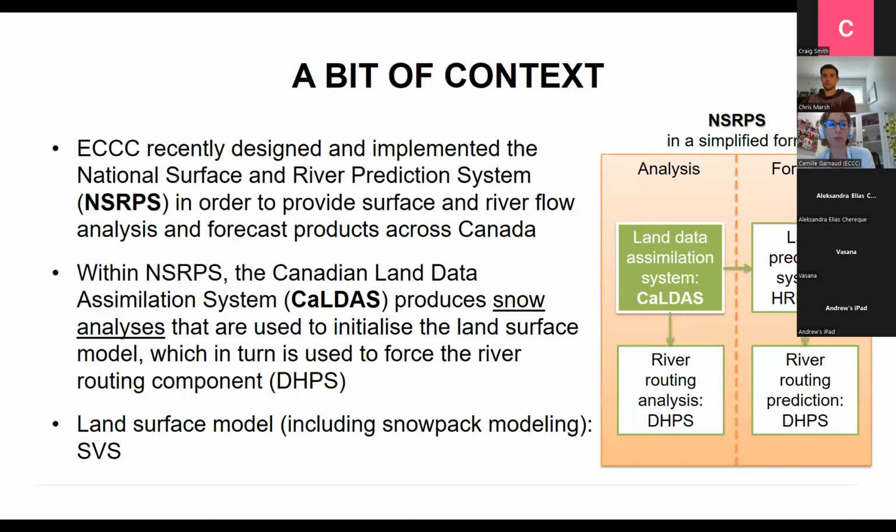All right, so let me give you a bit of context. ECCC recently designed and implemented the National Surface and River Prediction System, what we call NSRPS, to provide surface and river flow analysis and forecast products across Canada. Here you have a simplified diagram of what NSRPS looks like. Within NSRPS, you have the Canadian Land Data Assimilation System, what we call CaLDAS. It produces snow analyses, and these are used to initialize the land surface model, as well as its routing component, the HPS. The land surface model that we use to model the snowpack is SVS, soil, vegetation, and snow.